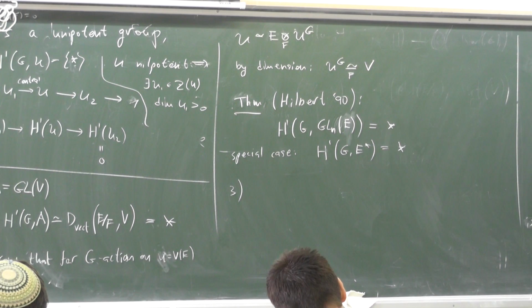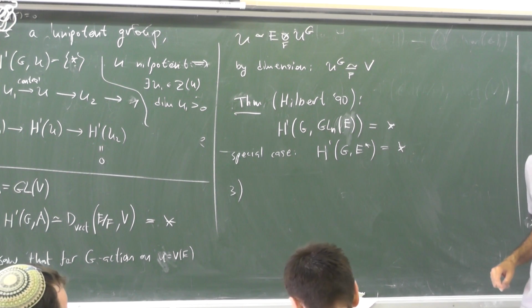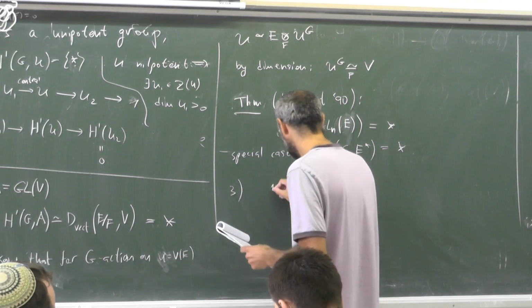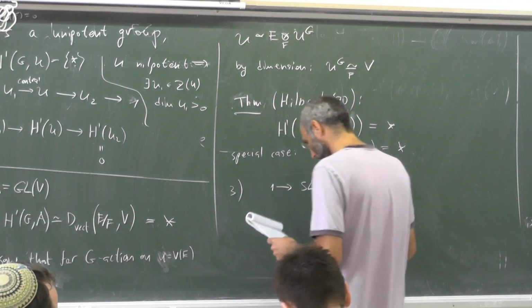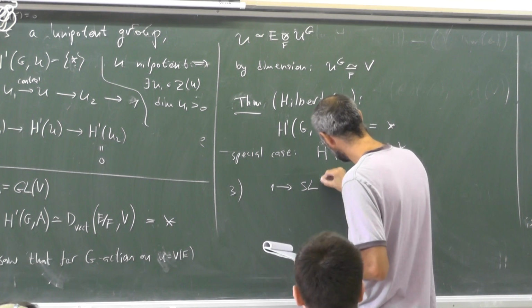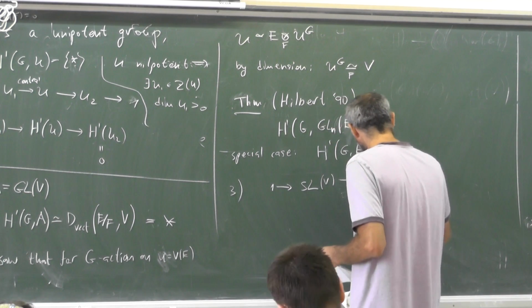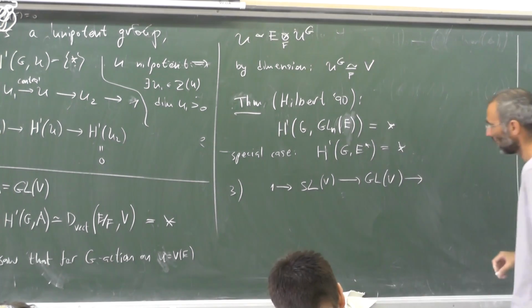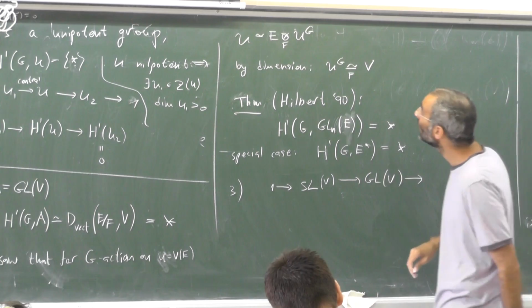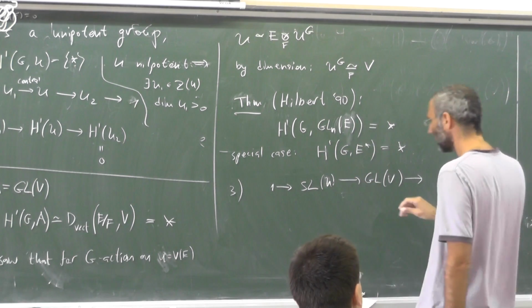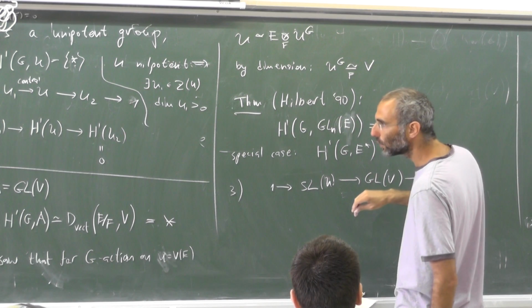Now, having GL, I can compute SL. Take... Is V for us the F vector space or the E vector space?